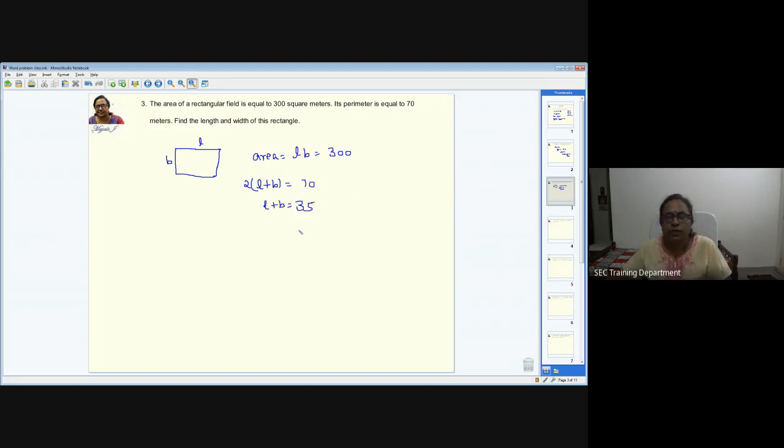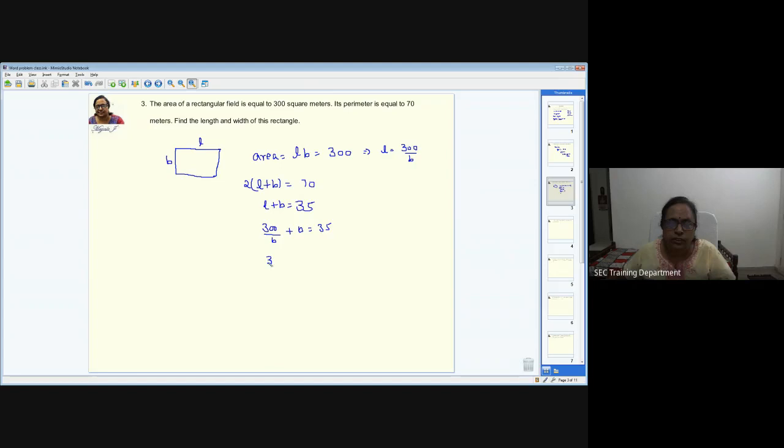Okay, so you can do trial and error. That will be much easier. Otherwise, you can solve by forming an equation. So first I'll do trial and error, and then we can go for this. Okay, then in that case, I will try directly with the equation. So you know that L into B is 300. So I can write this as L equals 300 by B, and substitute that L here. So 300 by B plus B equals 35.